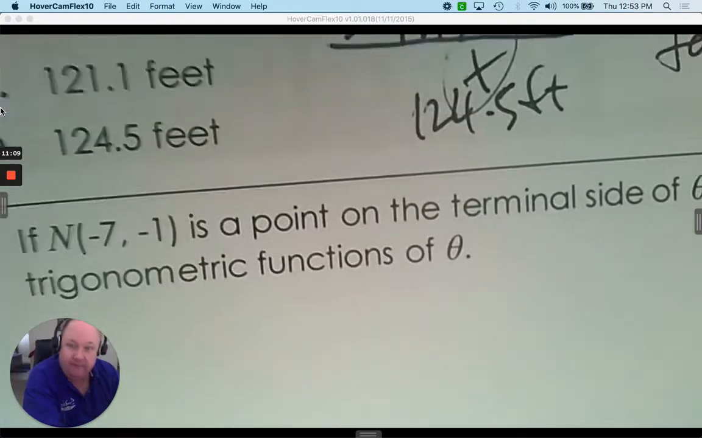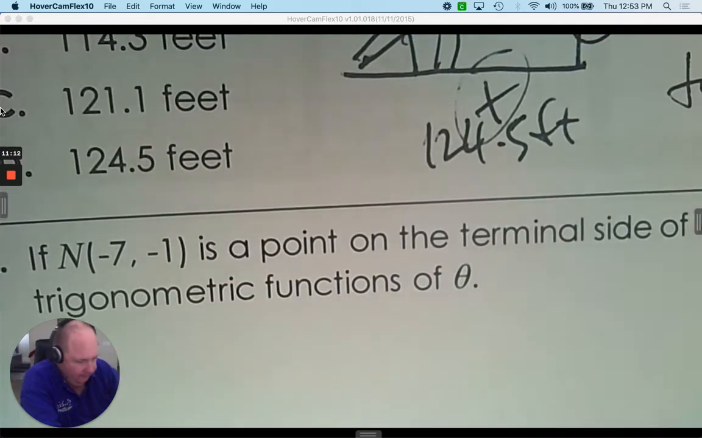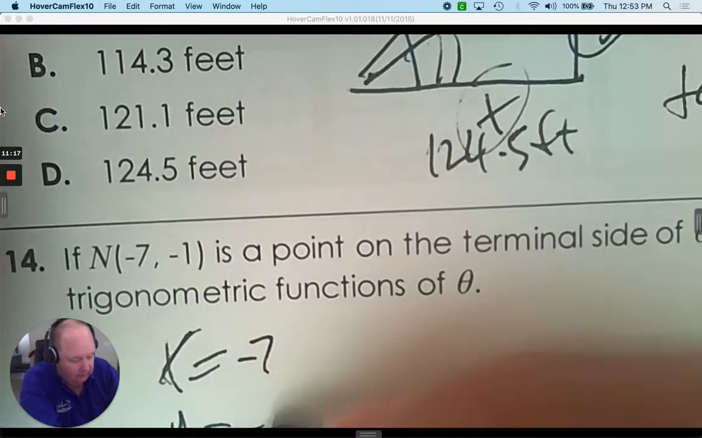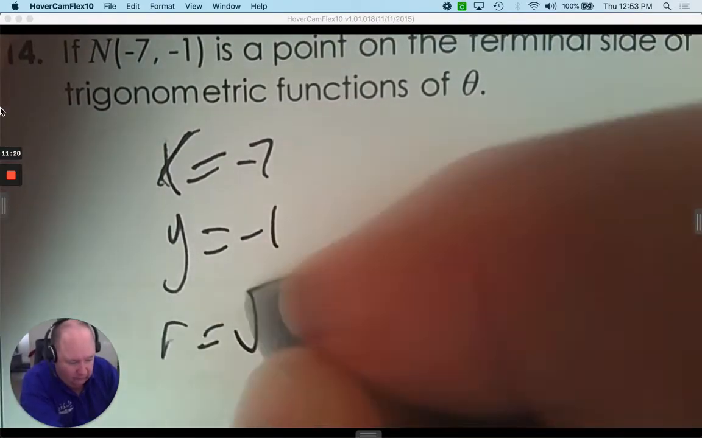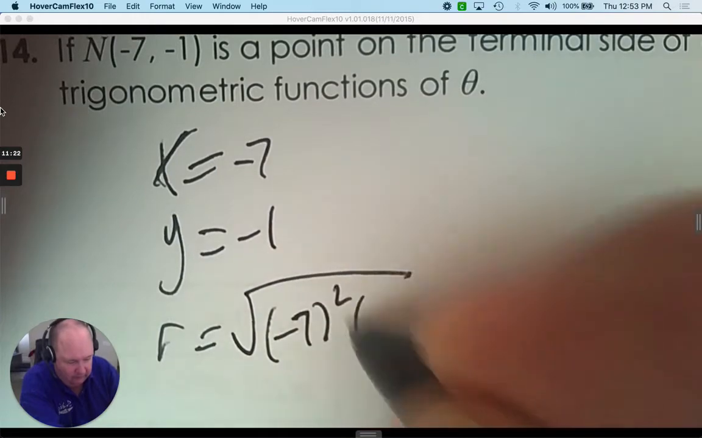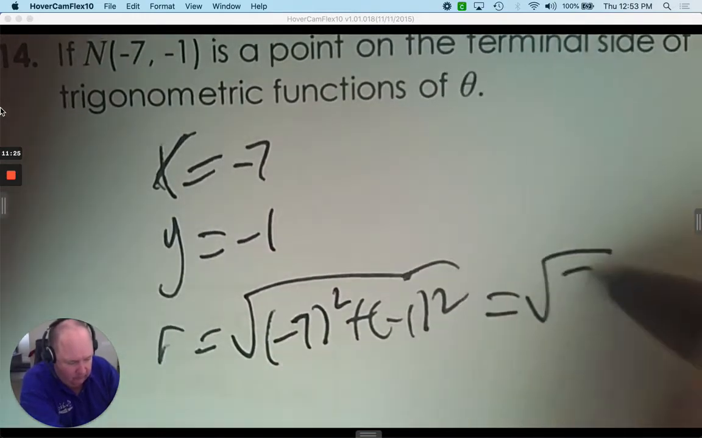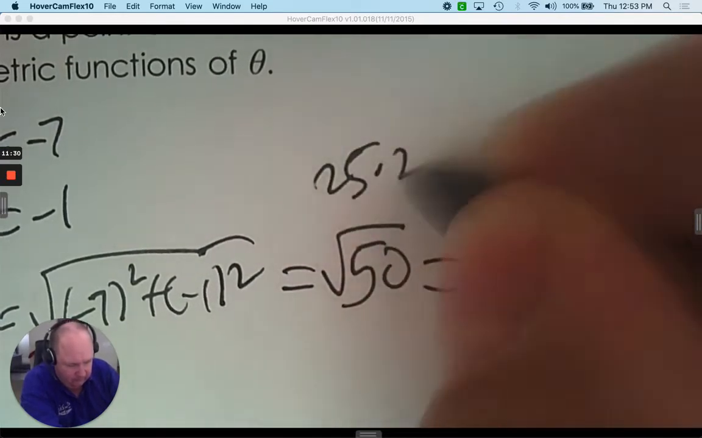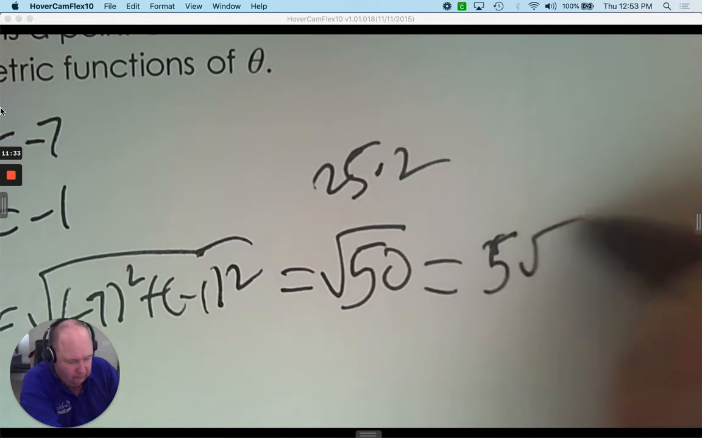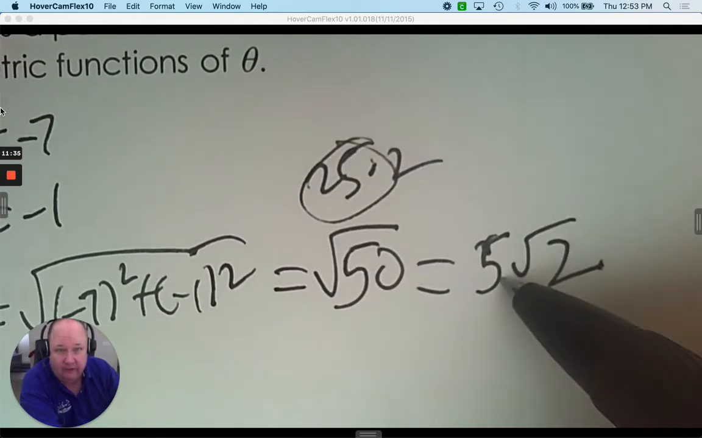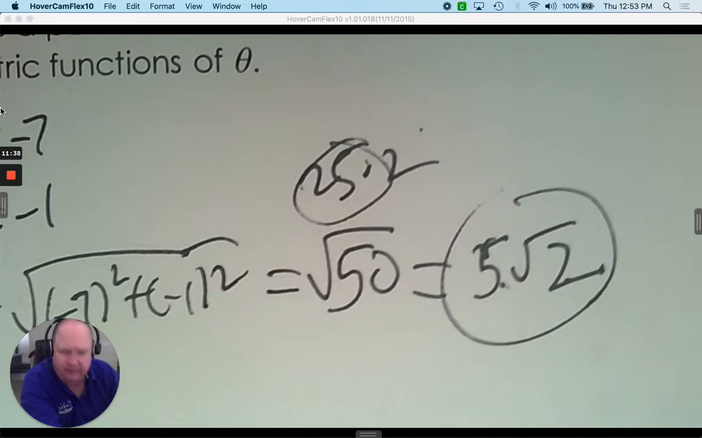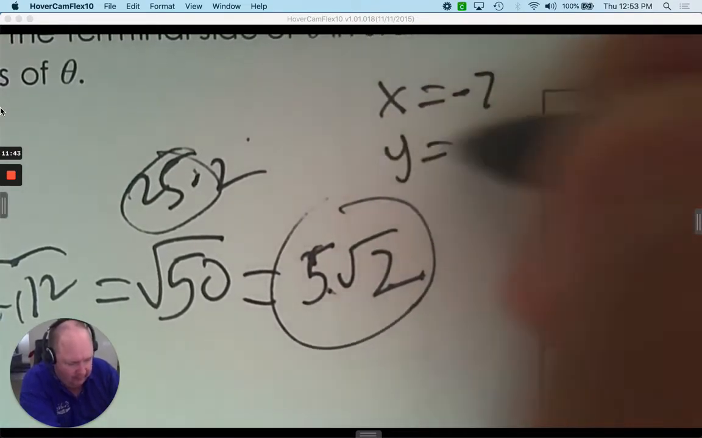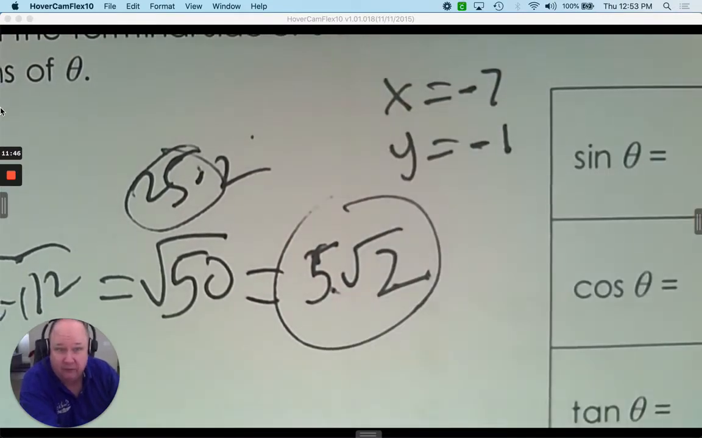Number 14. You're given a point. So x is -7. The y value is -1. The radius is the square root of x squared plus y squared. So that's the square root of 50. 25 times 2. So that's 5 root 2. So the square root of 25 is 5 and root 2 left over. So those are the values we're going to use. So let me summarize them again. X is -7, y is -1, and that's the radius right there.